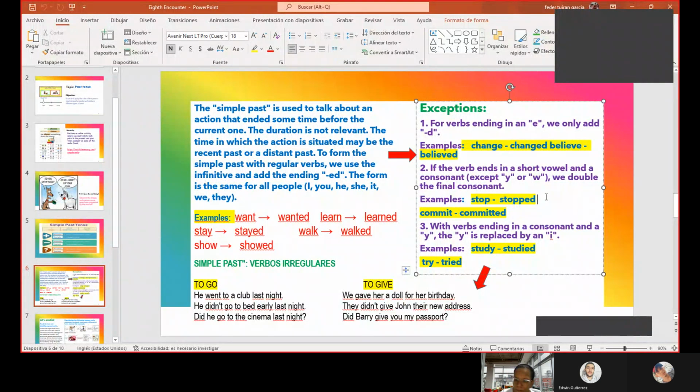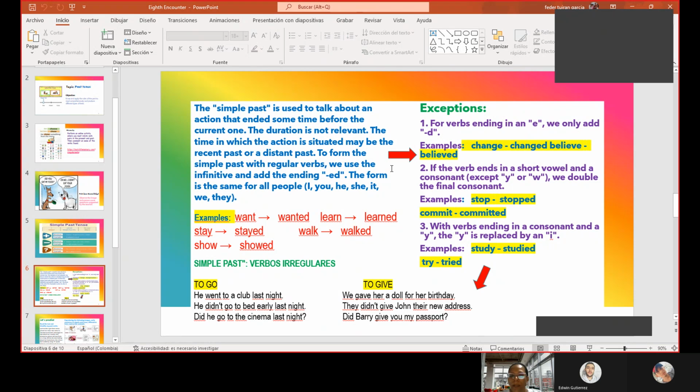Well, with verbs ending in a consonant and y, we replace y with the letter i. For example, study, studied. We replace y with i and add ed. Study, studied. Try, tried. These are some rules for regular verbs.